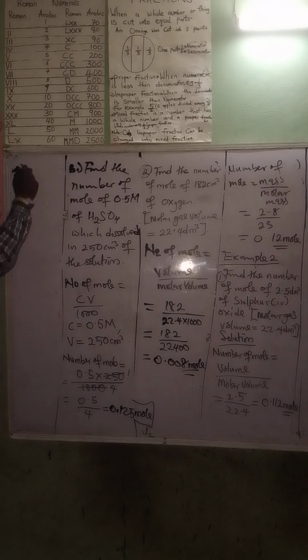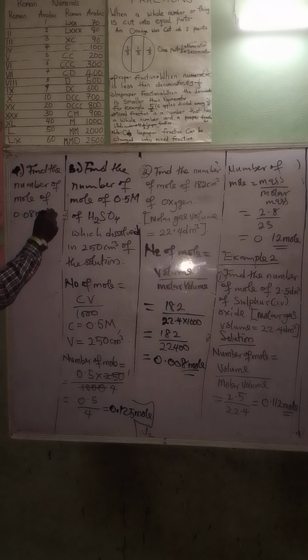Number 4. Find the number of mole of 0.08 mole per dm3 of HCl in 6.2 dm3 of the solution.